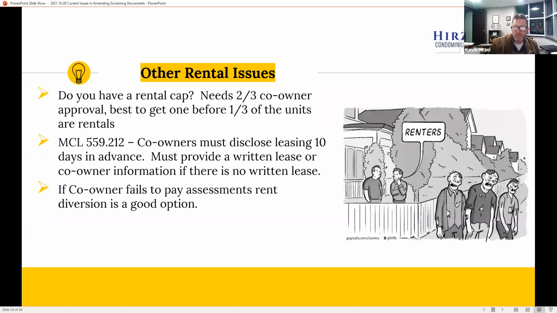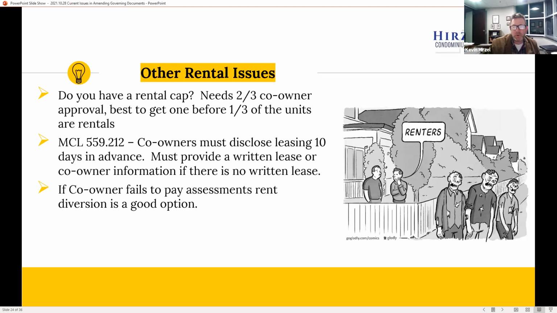Especially in a condominium, if you are approaching 1/3 of the units being owned by individuals that are renting, you may find it difficult to pass a rental cap. However, some landlords may view it as great from a monopoly standpoint. But ultimately, the question is, what type of community do you want? And do you want to impose a rental cap?